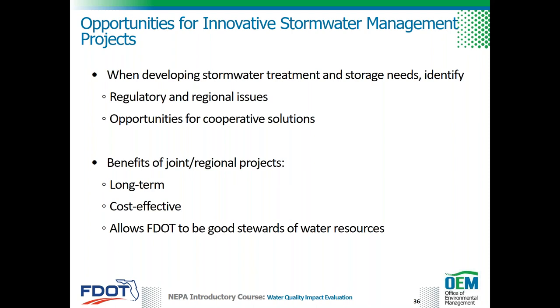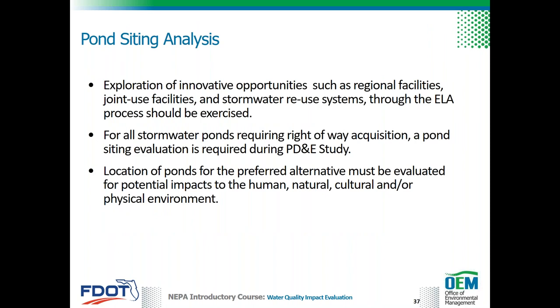Types of innovative stormwater management may include joint use ponds, stormwater reuse, and off-site stormwater activities such as dredging, circulation improvements, or septic tank conversion. A pond siting analysis is required during the PD&E study for all stormwater ponds requiring right-of-way. The location of ponds for the preferred alternative must be evaluated for potential impacts. Pond siting must consider innovative stormwater opportunities identified through the environmental look-around process.